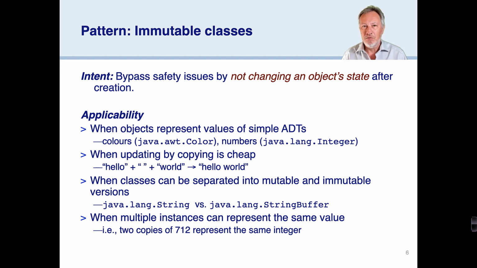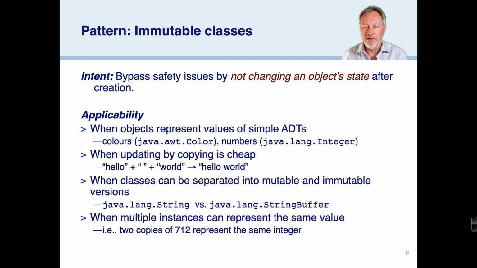Well, when can you do this? Well, in fact, when an object is something that represents essentially a value of a simple abstract data type. So numbers and colors and shapes and things that are entities in themselves but don't necessarily have to change their value over time. Second of all, when the updating by copying is cheap.